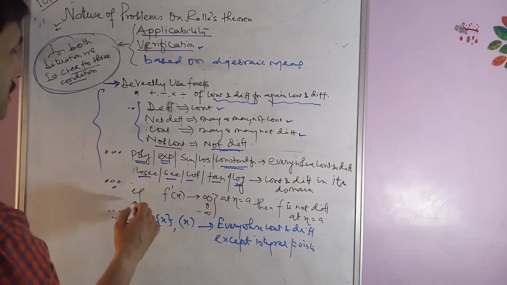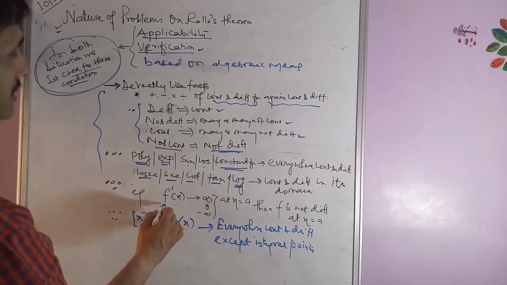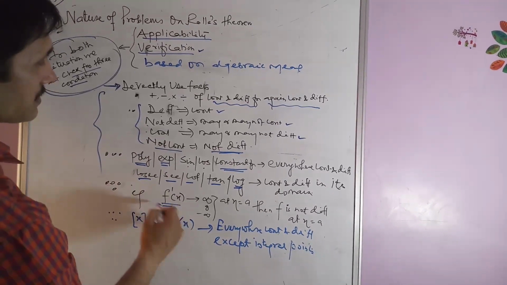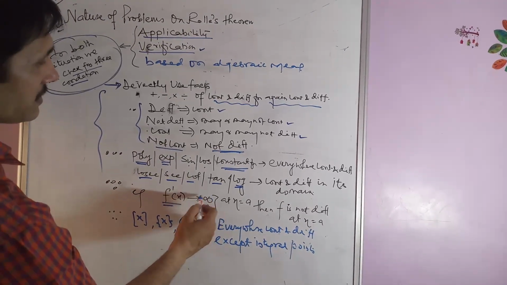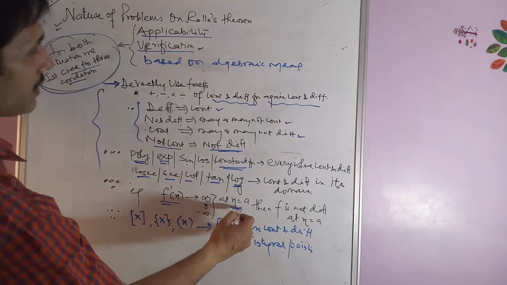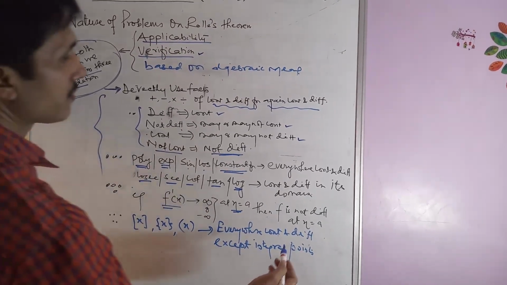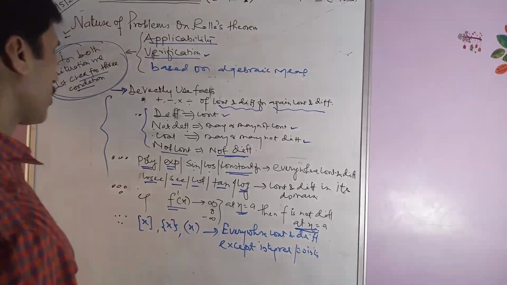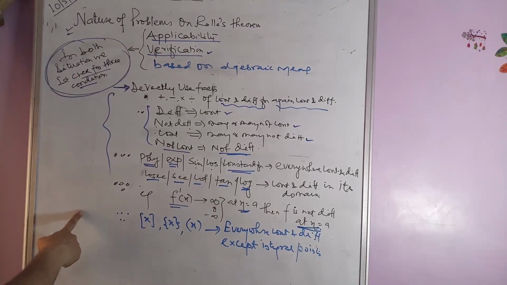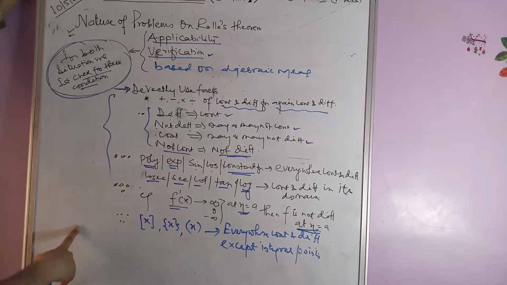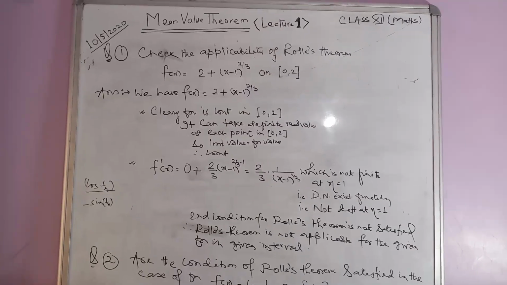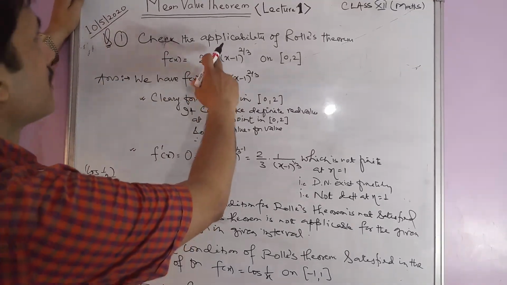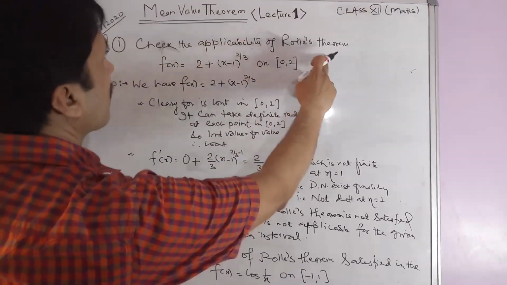We also use a direct basic differentiation result. If the derivative of a function, f dash x, tends to infinity or minus infinity at any point, then f is not differentiable at that point. Now we take problems on Rolle's theorem. Your first question is, check the applicability of Rolle's theorem.